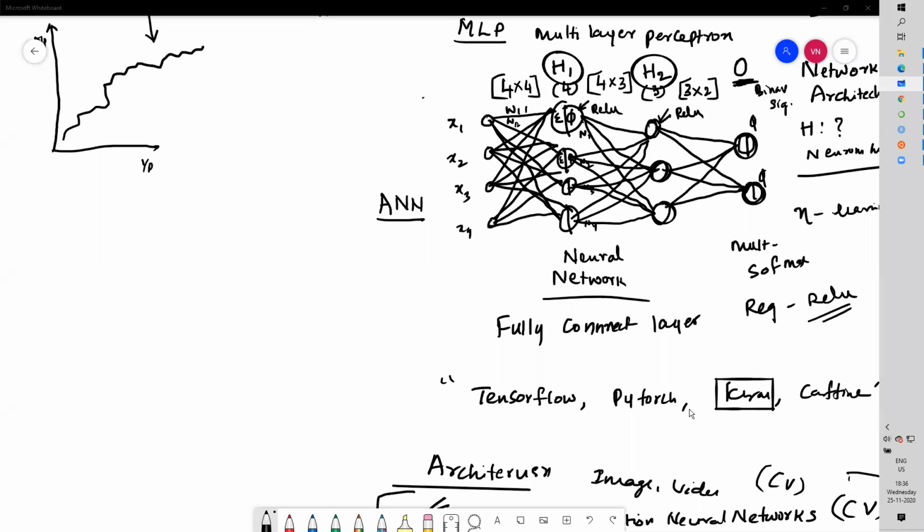I think Django is a web framework for Python. So if we want to integrate applications after building AI based models, maybe then Django might be useful. But as such, for development of AI, you would not use Django.